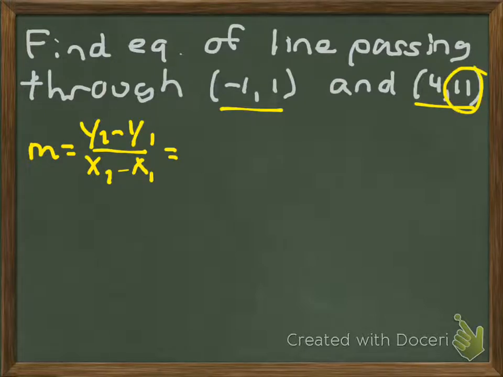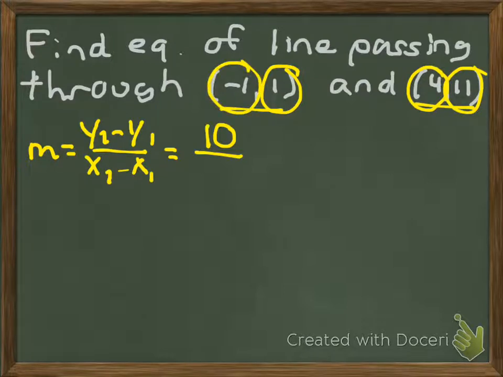y2 is 11 minus y1, which is 1. I subtract those, I get 10. x2 is 4. x1 is -1. Be very careful with subtraction here. That's 4 minus -1. That's +5. So we have a slope of 2. So already I have y equals 2x plus b.